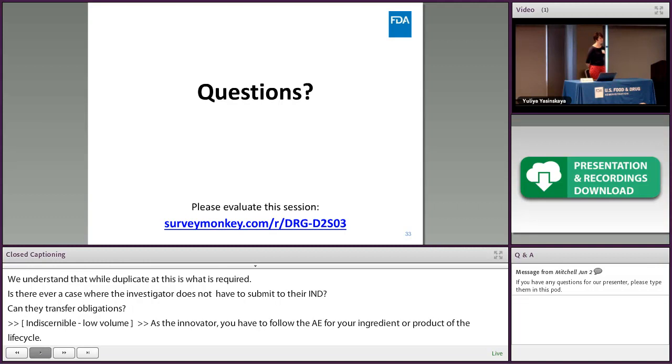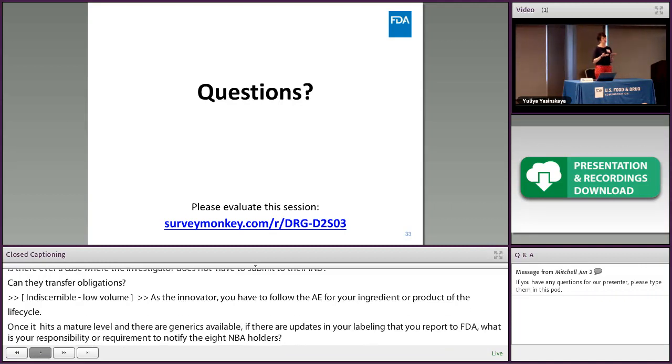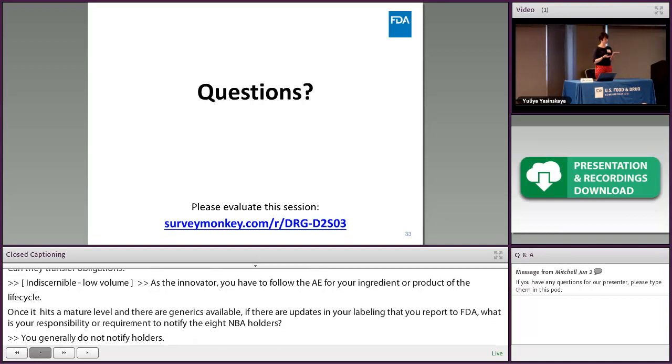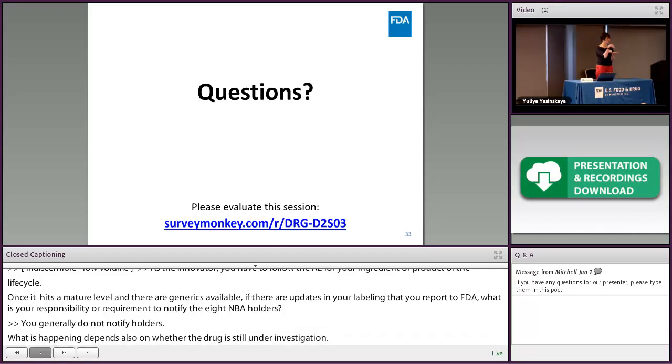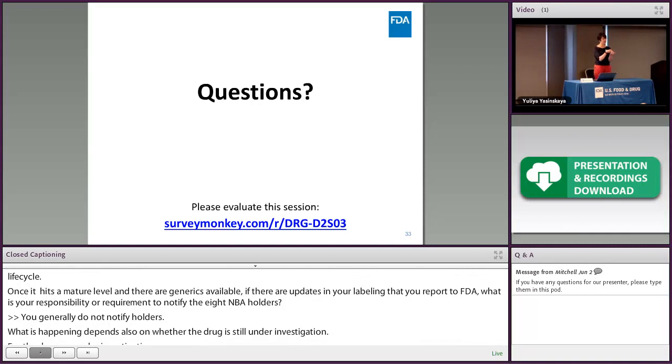So you generally do not notify ANDA holders. It depends also whether the drug is still under investigation. For the drugs that are still under investigation, you obviously report to your IND and you report to the clinical investigators that are enrolling the patient in the particular trials that are still active under the IND. But you do not notify the ANDA sponsors.